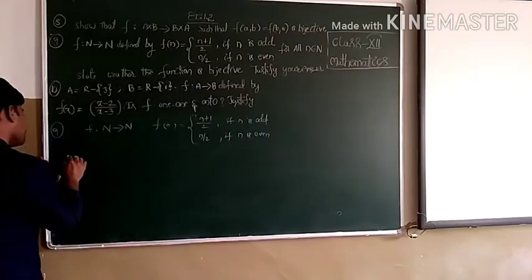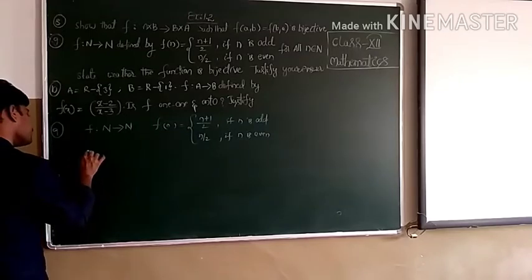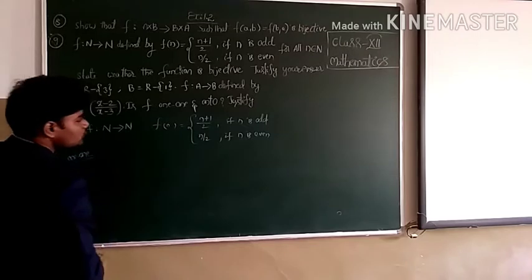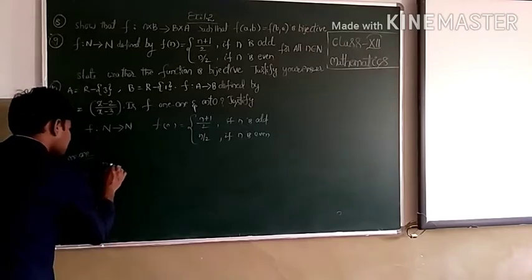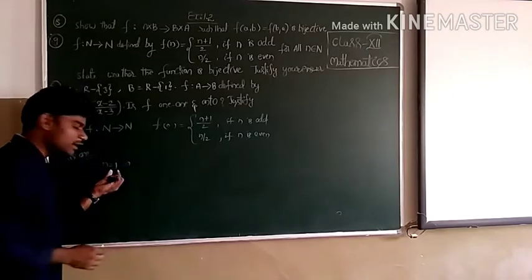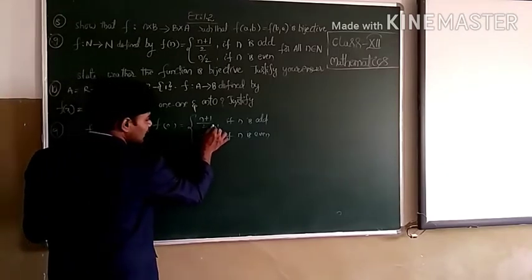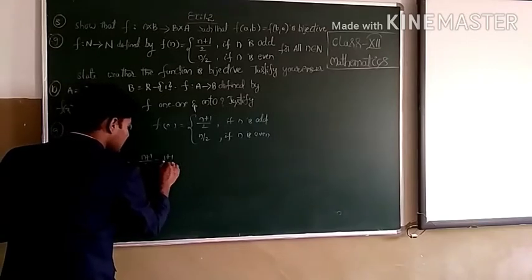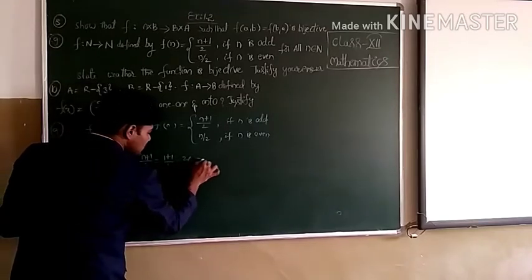Now let's see the one-one function first. First I consider n = 1. n = 1 means n is an odd number, so that's why we need to consider this case. So (n+1)/2 equals (1+1)/2, that is 2/2, which equals 1.